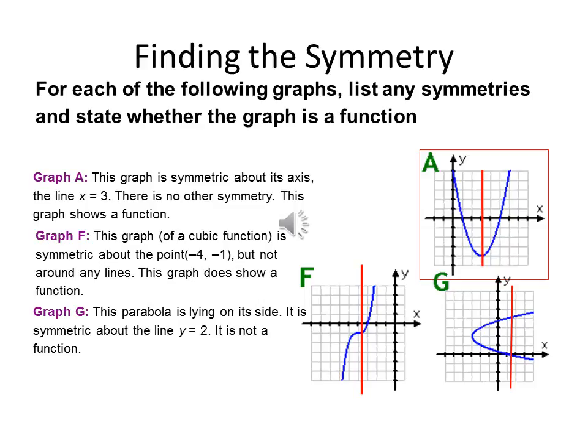I'll give you a few more moments to answer this one. This graph is a parabola lying on its side. Its symmetry is about the line y equals 2. It is not a function because it does not pass the vertical line test. The vertical line touches the curve twice.